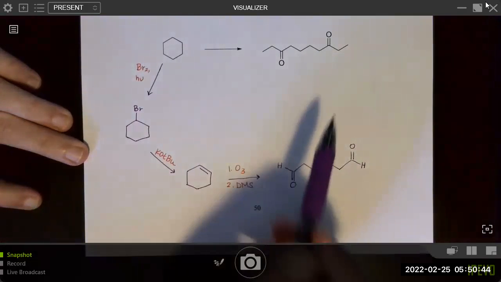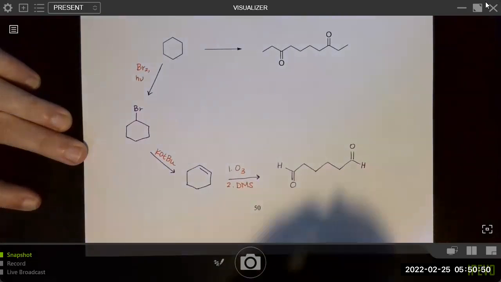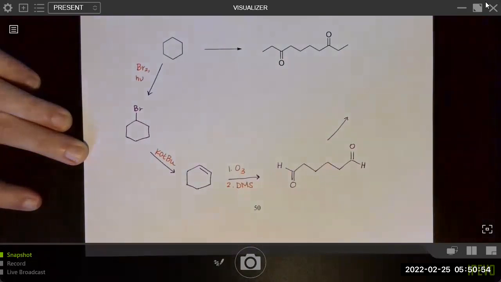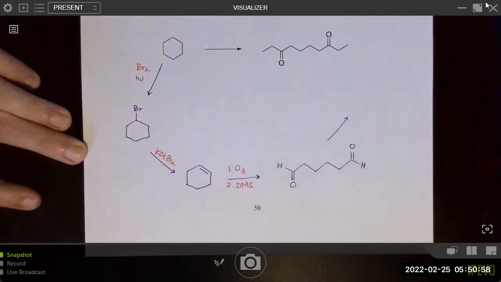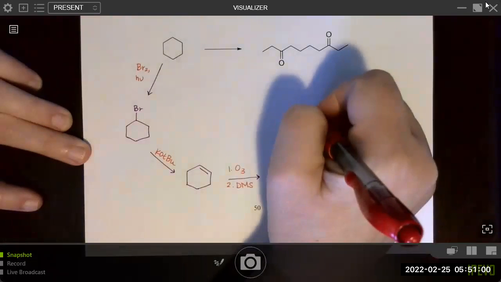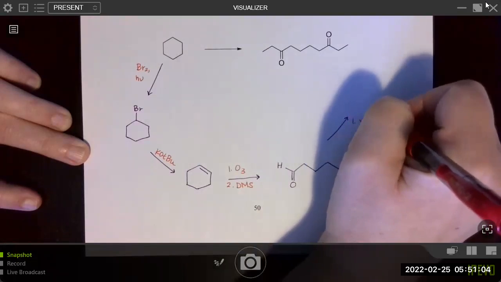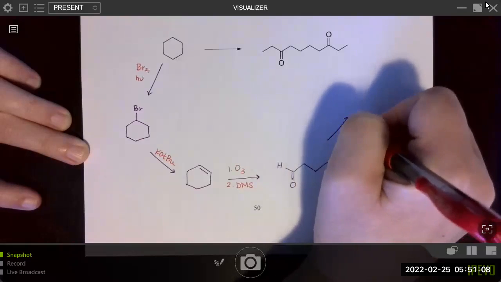Now we just need to convert these aldehydes into ketones. And the way to do that is through a Grignard reaction. We can just use excess of the Grignard reagent. In this case, it should be an ethyl Grignard because we're trying to add an ethyl group. Right, so we have excess ethyl magnesium bromide followed by our acidic workup.